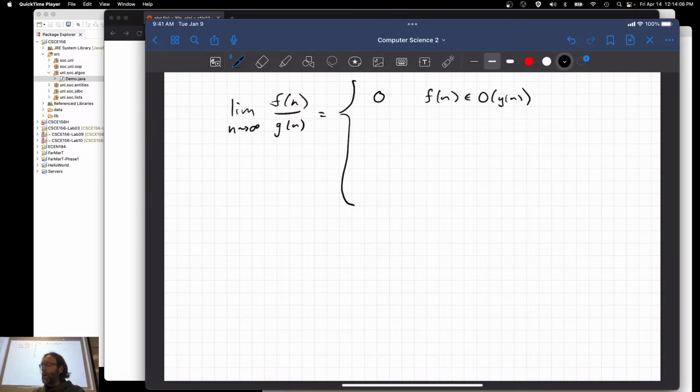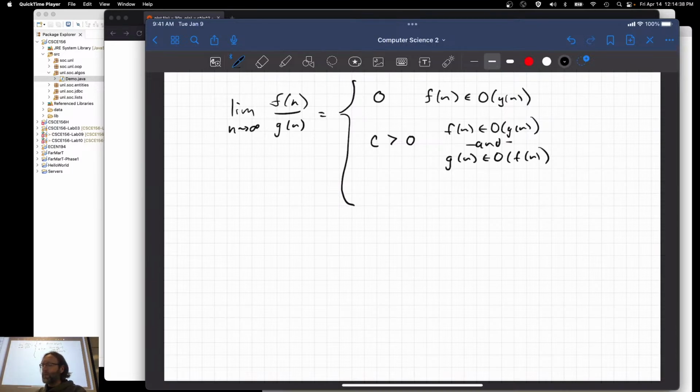What's another thing that could happen? It could converge to a constant which is greater than 0. What is that telling you? The growth rate of this one versus the growth rate of this one, they're kind of the same because it's converging to a constant. So f of n is big O of g of n, and g of n is big O of f of n.